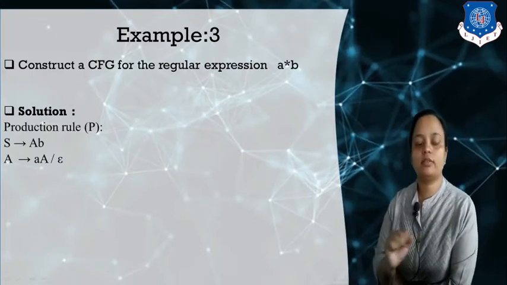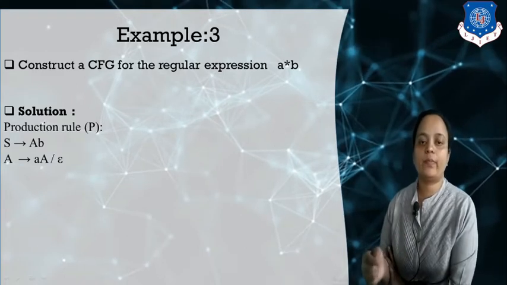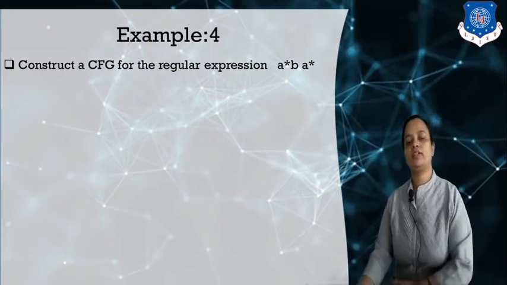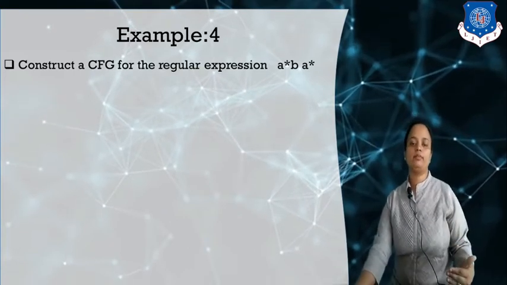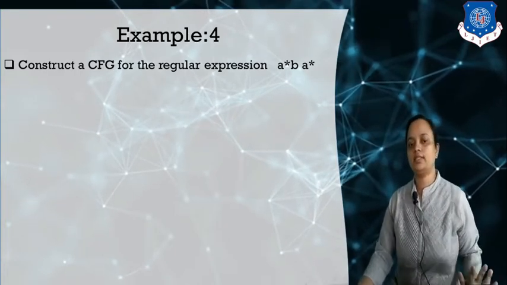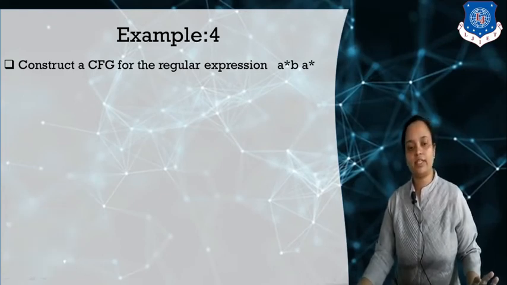Here you can see the solution for this. S derives A dot B, A derives small a capital A, and A derives null. Now the only difference in this example is that I have included a third term, which is A star. So how can we write down the regular expression for it? It is very simple.